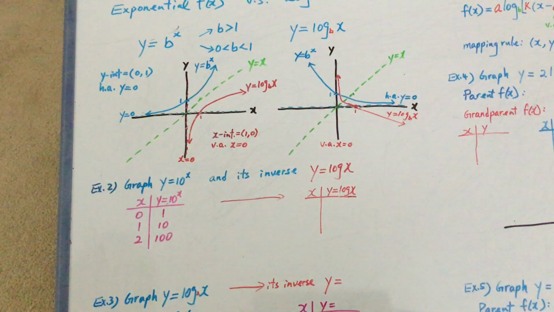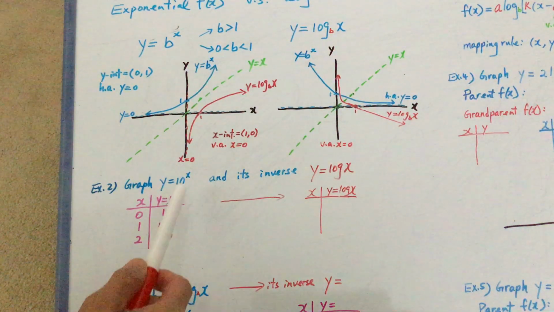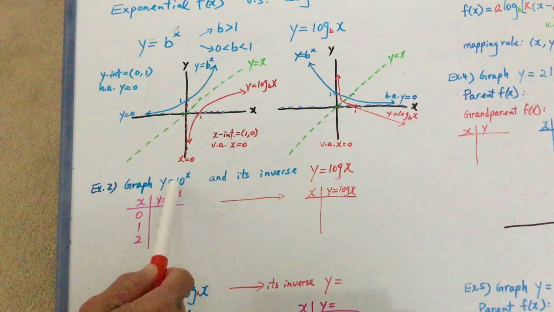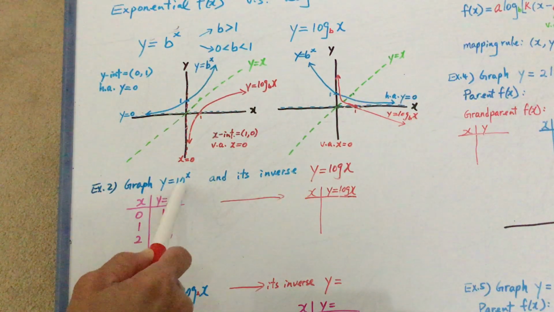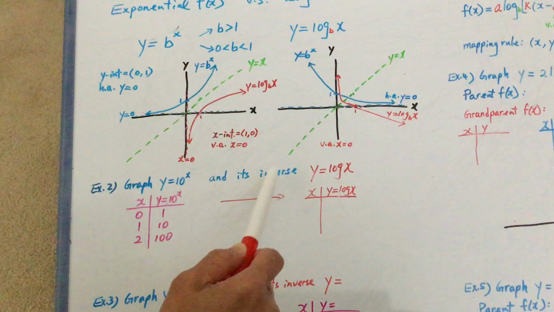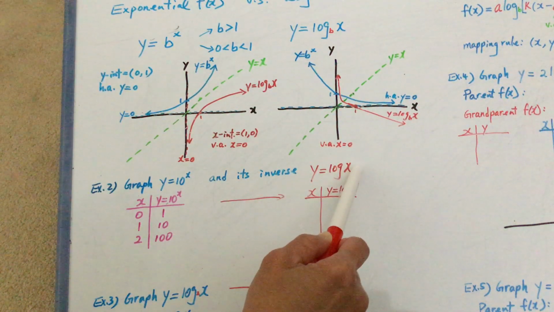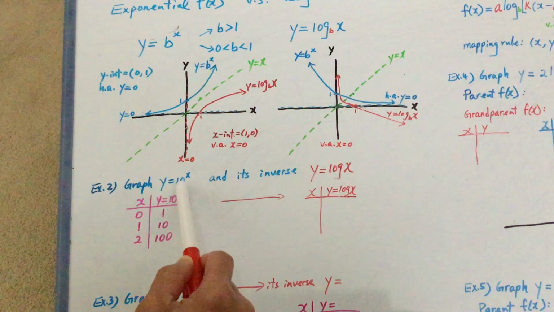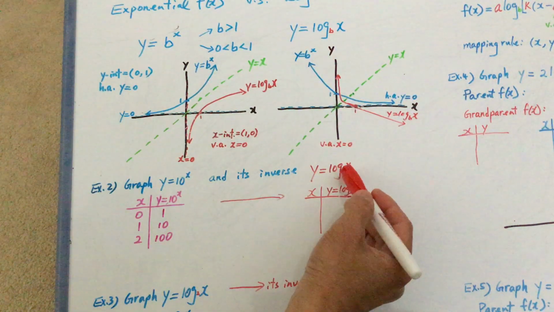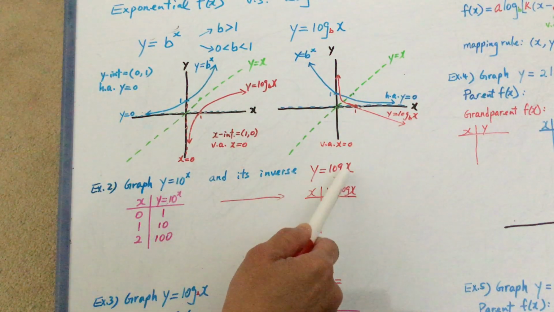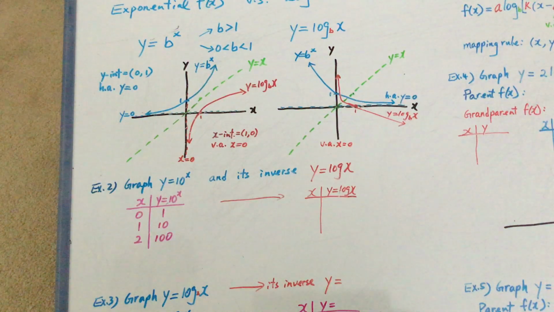Now, example number 2, when we have an exponential function y is equal to 10 to the power of x. Because this one has the base of 10, then I know right away its inverse must be y equal to log x. Because the base is 10, I don't need to write the 10 down here. But if this is not 10, then I will need to write the base right beside the log. But let's do the simple one first.